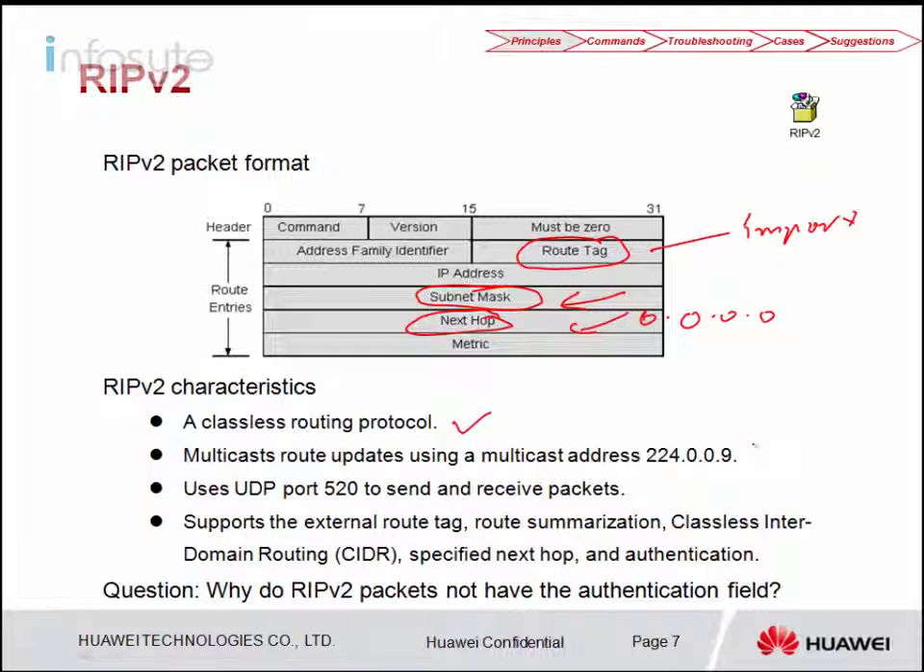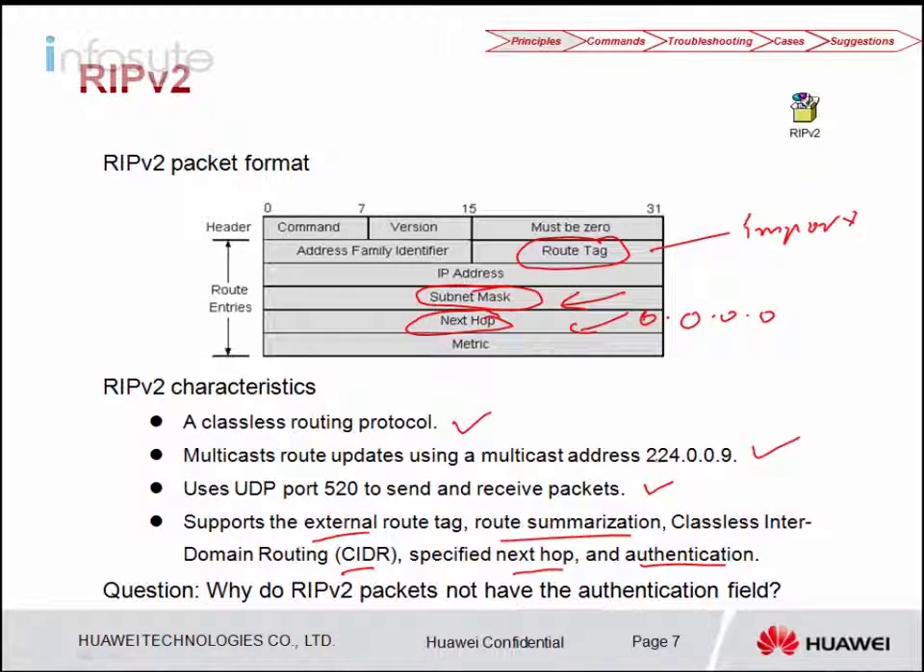Now, RIP version 2 uses 224.0.0.9 instead of a broadcast to do updates. It uses the same UDP port 520 to send and receive packets. As compared with RIP version 1, RIP version 2 has enhanced support for route tag, route summarization, CIDR, classless inter-domain routing, next hop, as well as authentication.